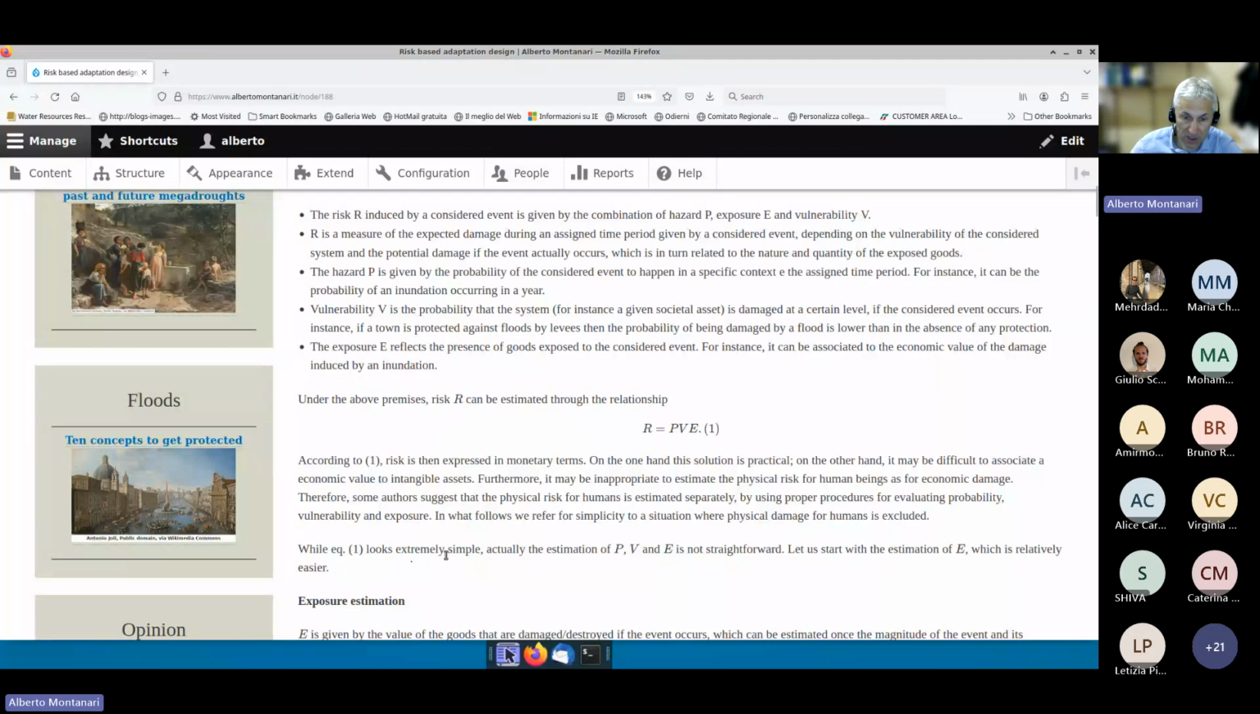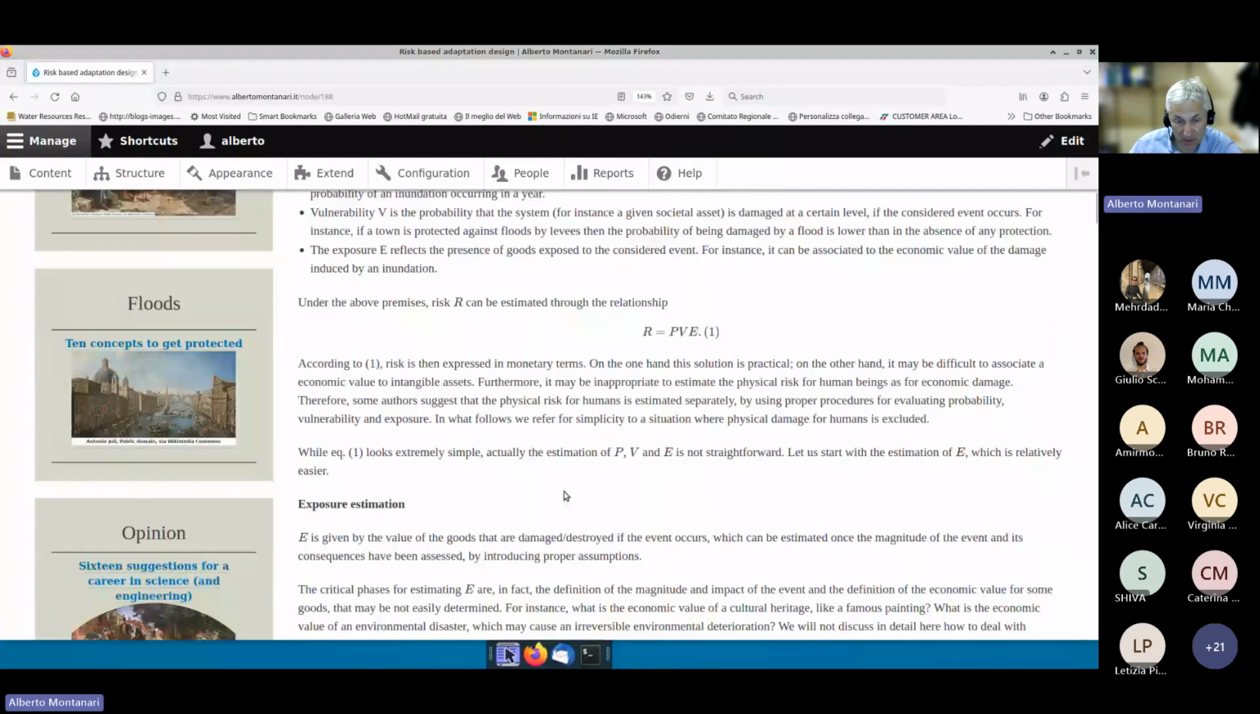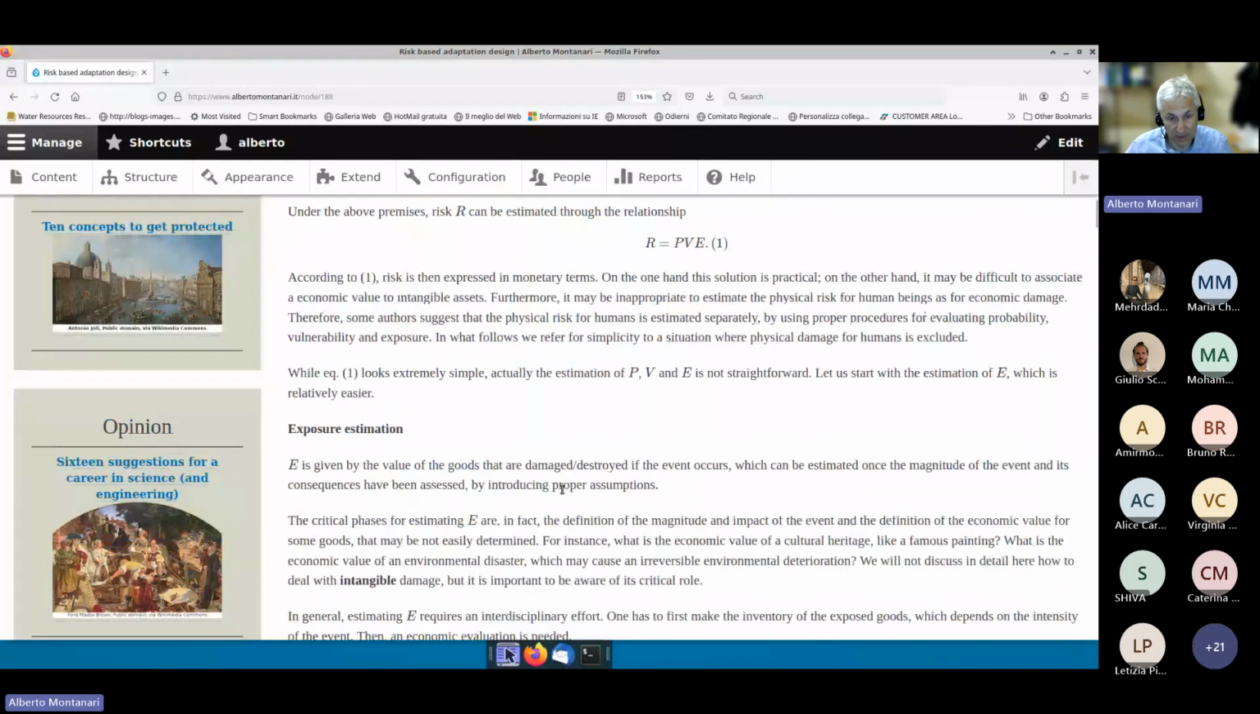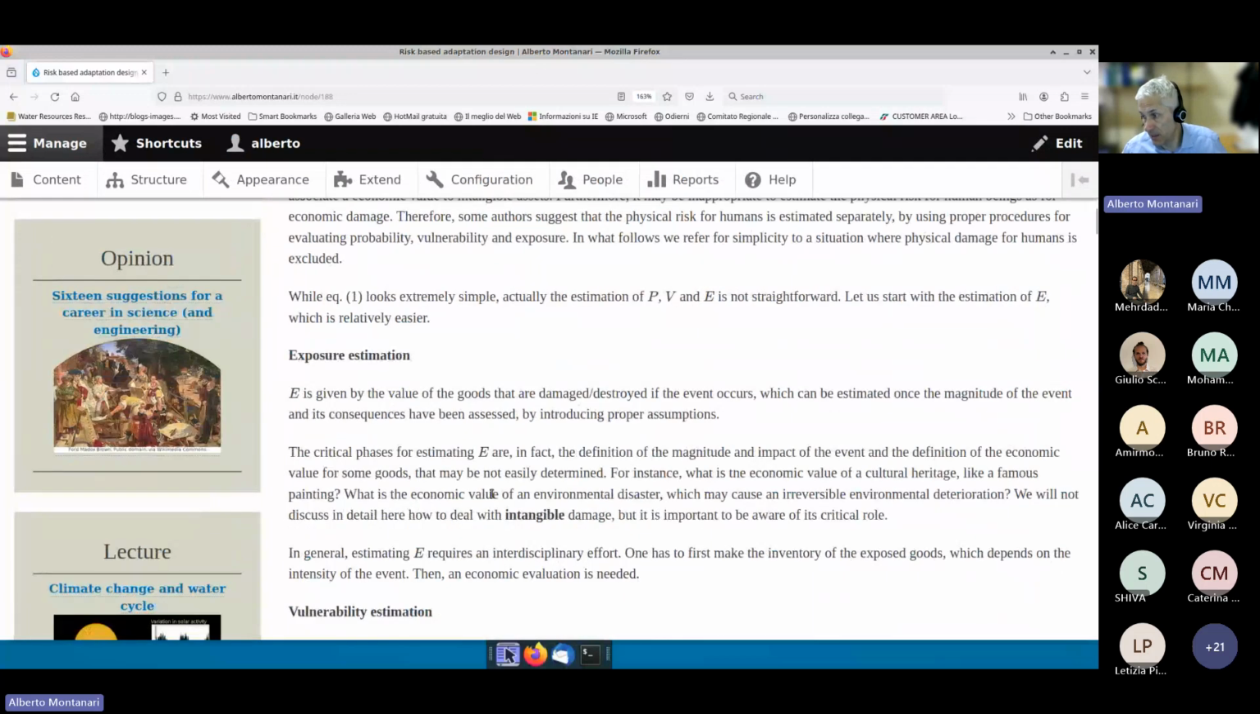So let's talk about the estimation of these three terms, because the equation looks very simple, but the estimation of the three terms P, V, and D is not as simple. So let's start with perhaps the simplest one, which is exposure. Exposure, as it is written here, is given by the value of the goods that are damaged, destroyed, if the event occurs.